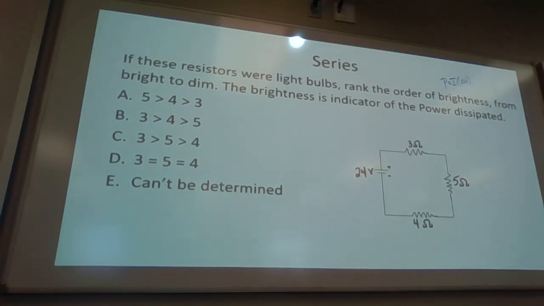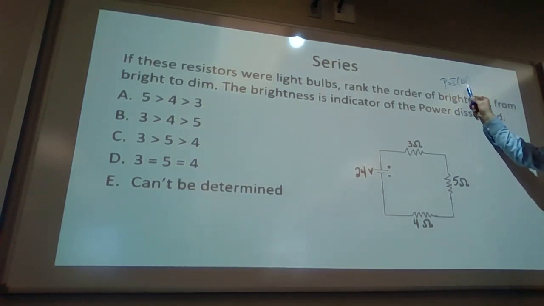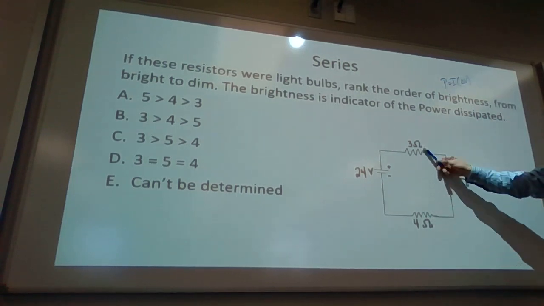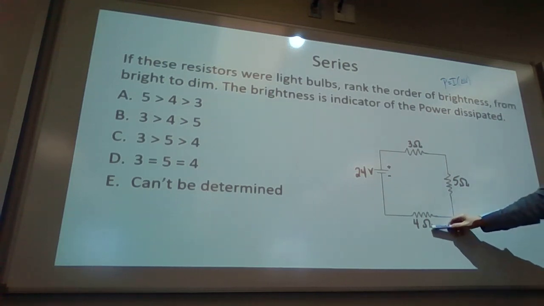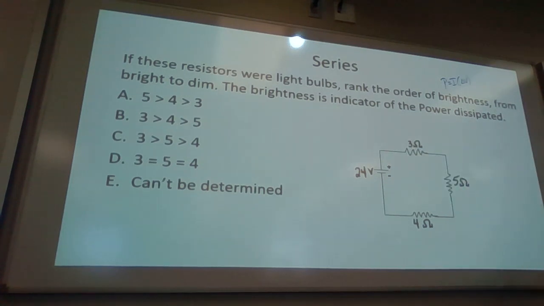Okay, what do you say? All right, so we know that the current's the same throughout. True? Which one had the greatest voltage drop? This one had the greatest voltage drop. Remember, this had 10, this one had 8, and this had 6. Okay, so this is going to be the brightest, medium, dimmest. Correct answer is A.